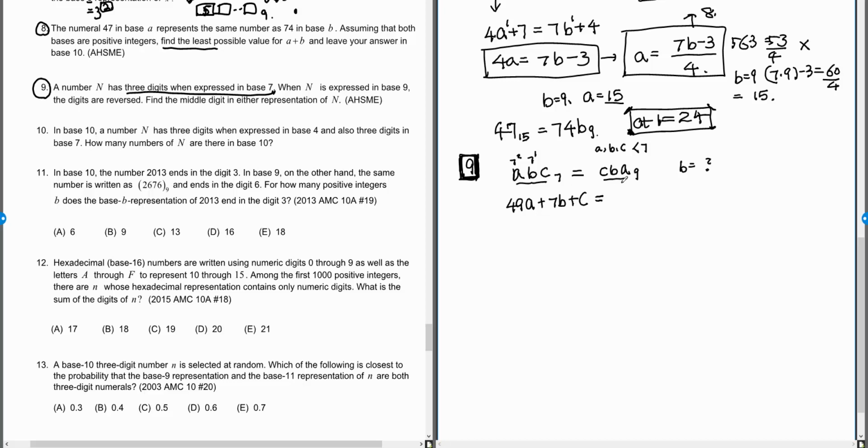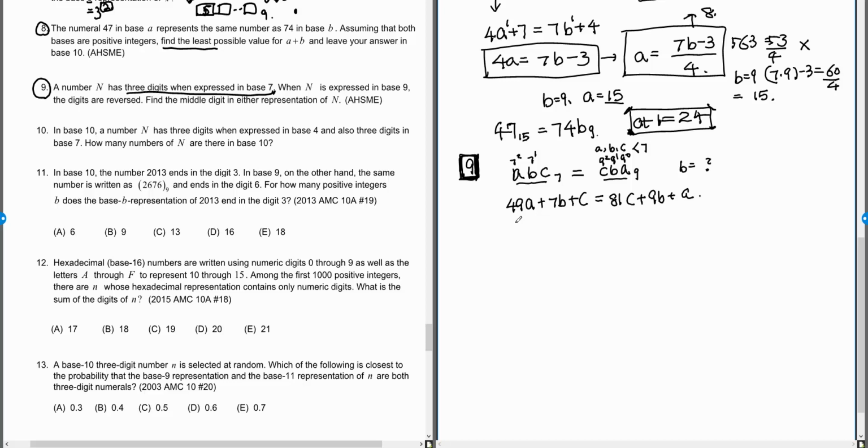Now base 9. This is 9 squared, this is 9 to the 1, and 9 to the 0. 9 squared is 81. The first number is C, so 81 times C, plus 9 times B, plus A, right? That must be equal, all right?